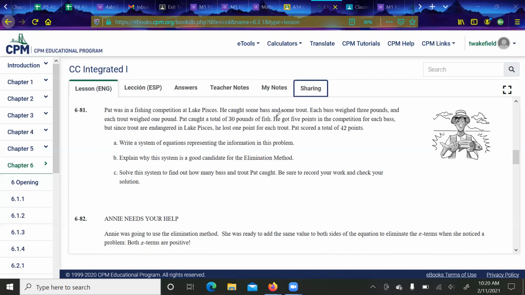He caught some bass and some trout. Each bass weighed 3 pounds, and each trout weighed 1 pound. Pat caught a total of 30 pounds of fish. So we have two types of fish, and there's more to the problem, but we have two types of fish. So let's differentiate them. Let's say x equals the number of bass. Okay, we're going to write that down. Number of bass. This is number 81. X is the number of bass.